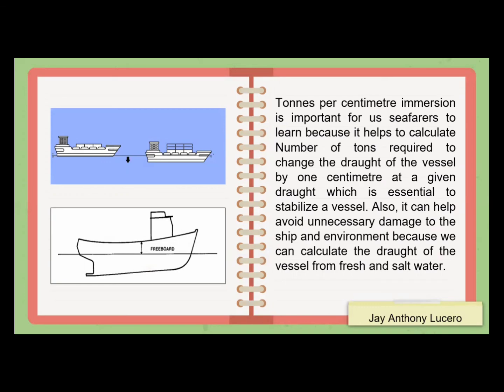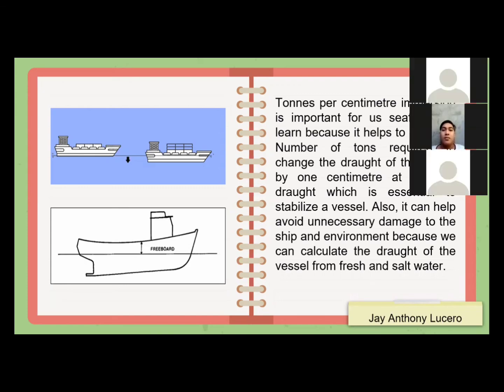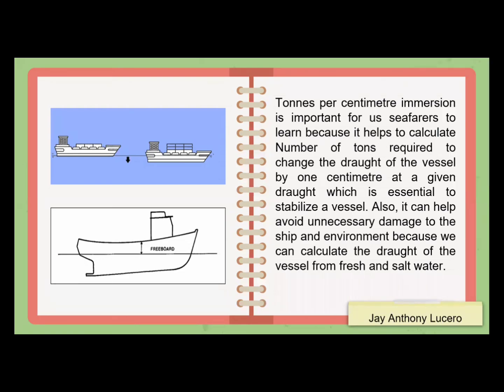Tons per centimeter immersion is important for us seafarers to learn because it helps to calculate the number of tons required to change the draft of the vessel by 1 centimeter at a given draft, which is essential to stabilize a vessel. Because through knowing the draft of the vessel, we can determine if it is stabilized or not. If it is not, we can change it equally.